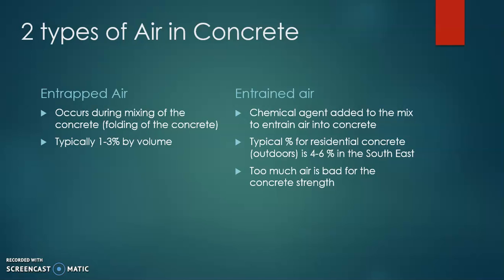There are two types of air in concrete. Entrapped air occurs during mixing of the concrete, the folding over of the concrete, and is typically 1 to 3% by volume. Entrained air is a chemical agent added to the mix to entrain air into the concrete. In residential concrete outdoors it is typically about 4 to 6% in the Southeast. You typically don't want to put it in indoor concrete.